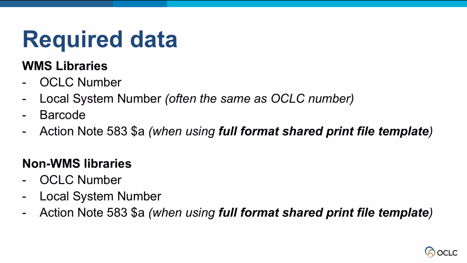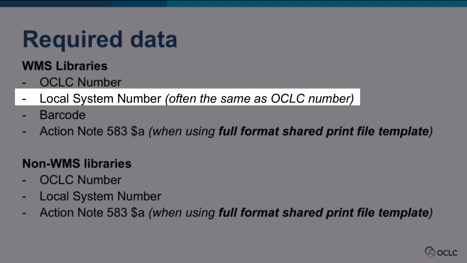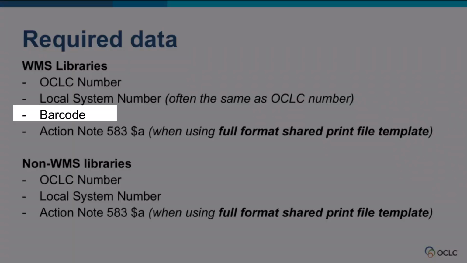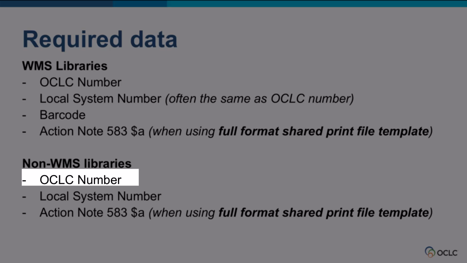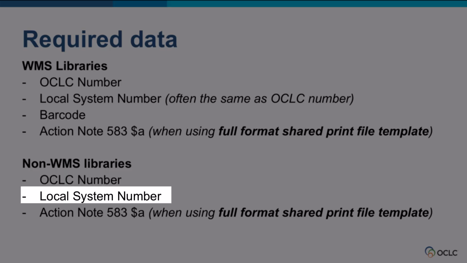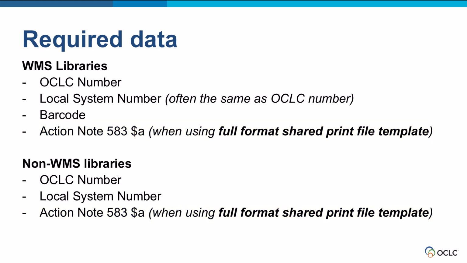If your library subscribes to WorldShare Management Services, WMS, you will need to send OCLC numbers, your local system numbers, which may be the same as the OCLC number, and barcodes. For non-WMS libraries, you will need to send OCLC numbers and local system numbers. In both cases, you will add 583 Action Notes data when you use the full format shared print file template, which will be discussed later in this video.